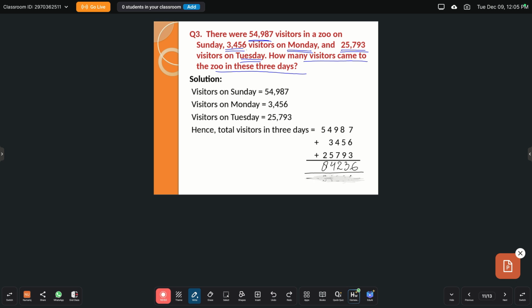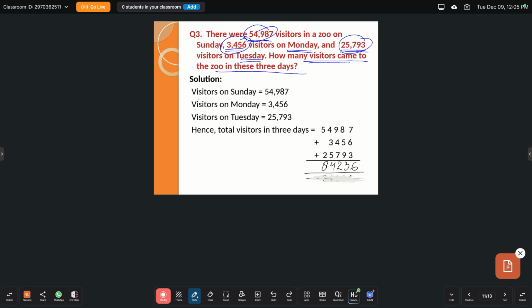So the question is asking you that there were visitors in the zoo in the 3 days. Okay, on Sunday there were this number of visitors, and on Monday 3,456 visitors came, and on Tuesday 25,793 visitors came to the zoo. Okay, so now we are being asked to find the number of visitors that came to the zoo in these 3 days. Okay, so how should we approach this question?